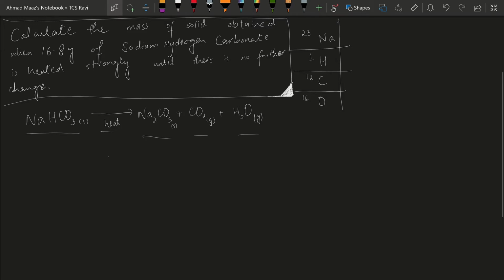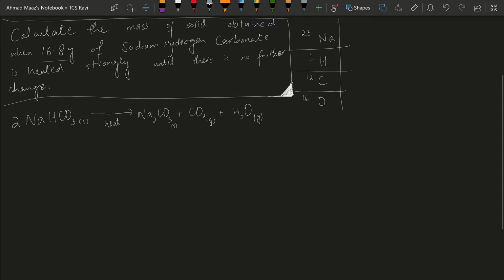Metal carbonate plus carbon dioxide and water, in the form of gas or steam, is released when a metal hydrogen carbonate is heated. So the question asks us the mass of solid obtained when 16.8 grams of sodium hydrogen carbonate is heated. Before we move forward, we need to balance this equation, and balancing it is really simple. We have two sodium over here, so we'll put a 2 over here, 2 moles of sodium hydrogen carbonate, and the rest is all balanced.